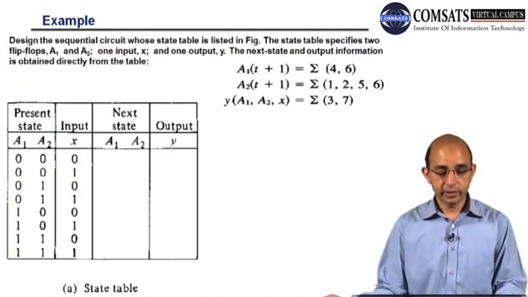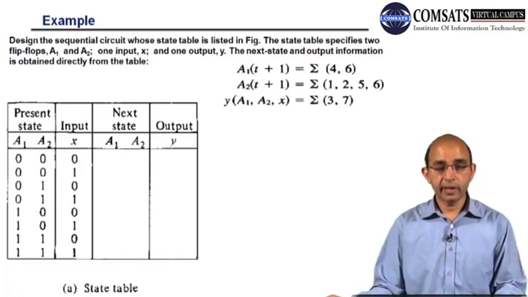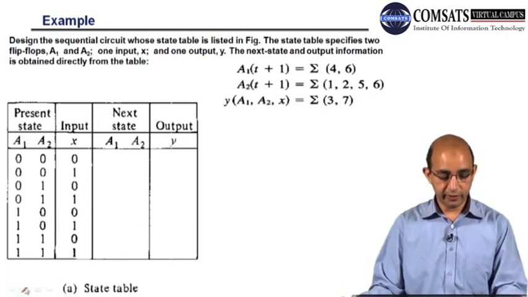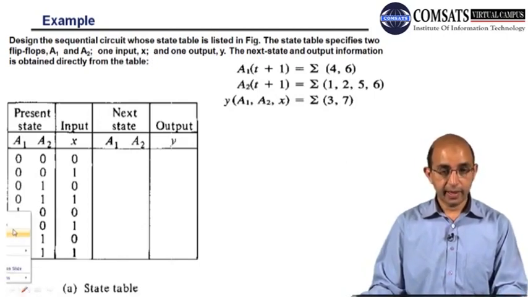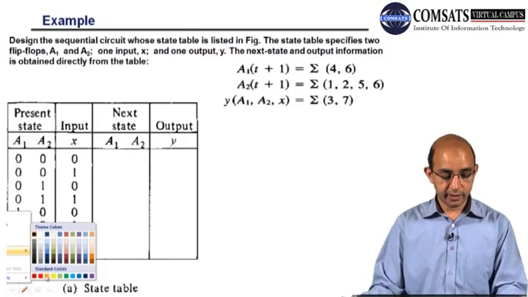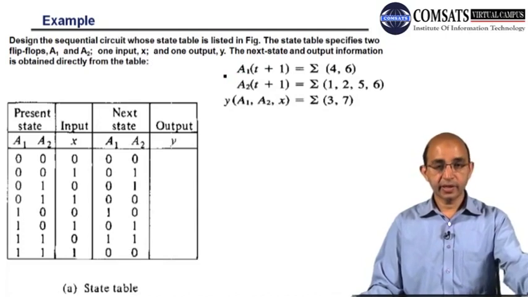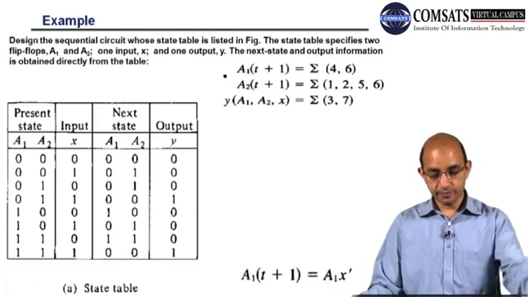Okay, let's talk about an example. Here we have to design a sequential circuit, and for that we need to start from somewhere. Here we are given the state table. You can see that in that state table we have the present state, and then we have the input, and in the next columns we have the next state and the output. You can see we have those equations mentioned. So this is the next state, and this is the output.